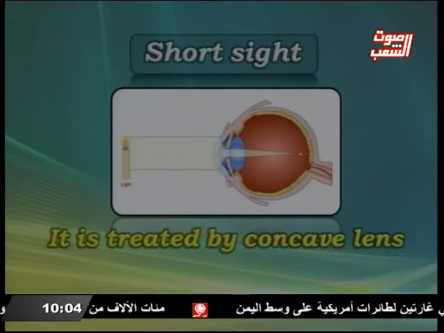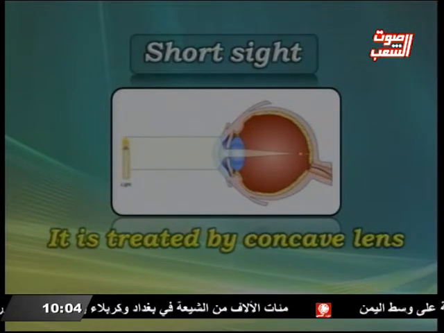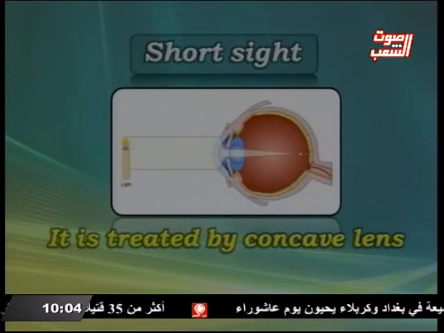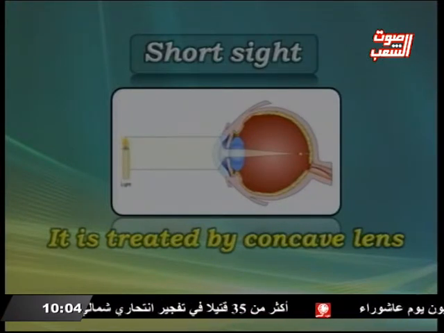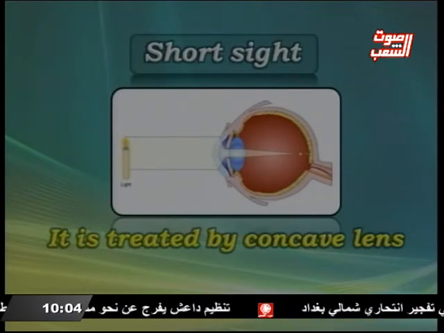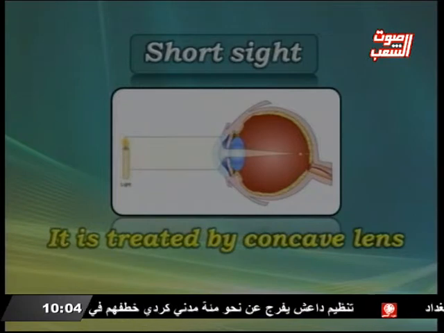And we have another thing. It is treated by a concave lens. We use the concave lens. It is not one lens, but two lenses in the form of glasses. This is treated by the concave lens to make the image smaller than the body.